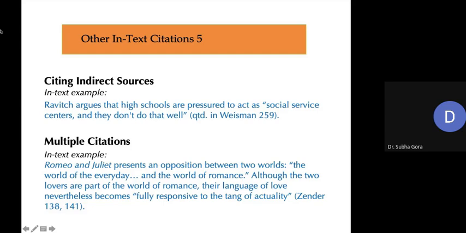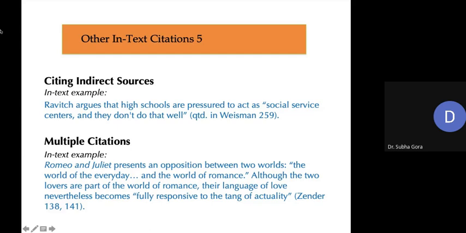Sometimes, due to lack of access or other reasons, if you are unable to access the original and you need to cite the indirect source, then you use "qtd. in" for quoted in. So if you observe, what is it that would be in quotation? And then you would put "qtd. in."